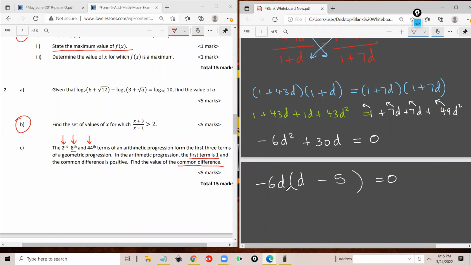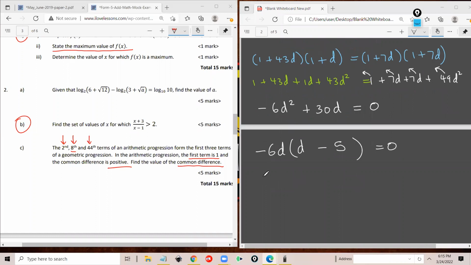Right? Now they said in this one here, we're supposed to get a positive number. So in a case like this, what we would normally do, we will put minus 6d equal to 0, and then we'll put d minus 5 equal to 0. And in both cases, solve for d. But in the first case, we get 0, and in the second case, we get positive 5. We have to choose the positive answer because that is what the examiner told us to choose. Right, so the final answer is d is equal to positive 5.